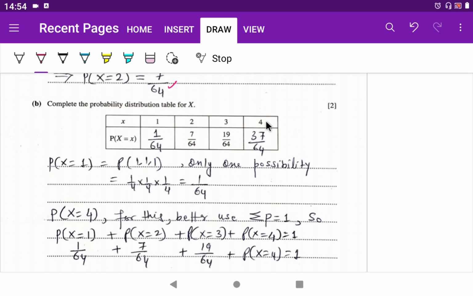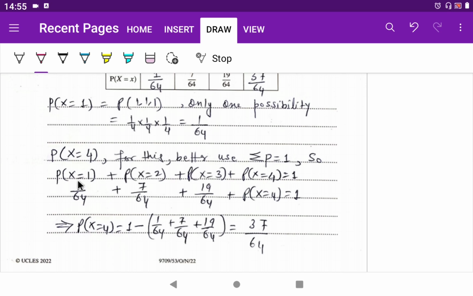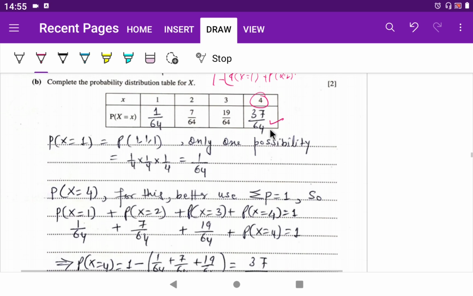Now we have to find out x equal to 4. We can find it using 1 minus P(X=1) plus P(X=2) plus P(X=3). So we can use P(X=1) + P(X=2) + P(X=3) + P(X=4) is equal to 1. So the value of P(X=4) will be 1 minus (1 upon 64 plus 7 upon 64 plus 19 upon 64). So we will get P(X=4) as 37 upon 64. So the table is complete.